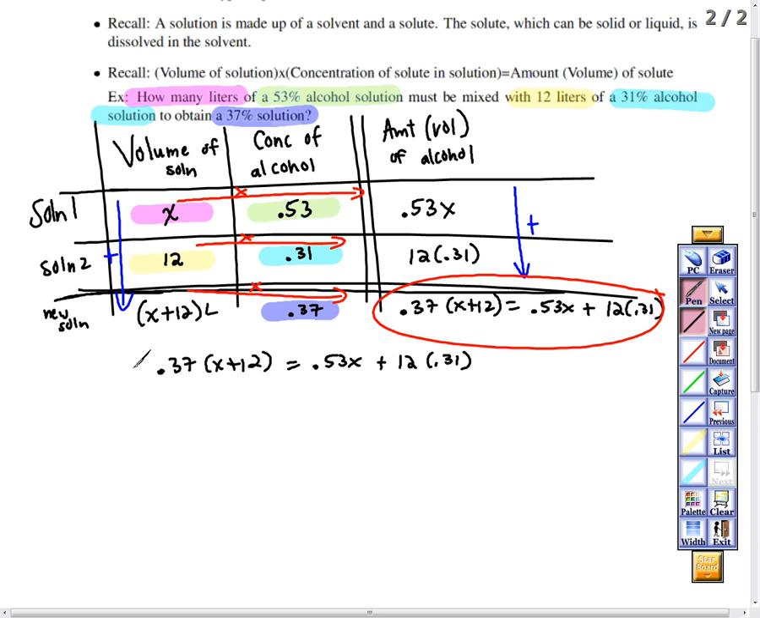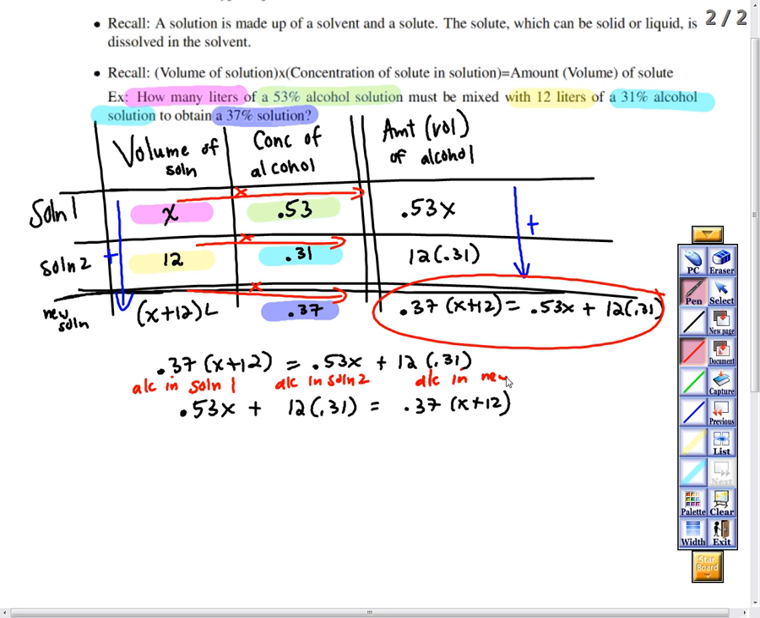I'm going to show you how you could have done it without the chart. Let me just flip the sides for a second. If I write this as 0.53x plus 12 times 0.31 equals 0.37 times x plus 12, let me label a few things. This is the amount of alcohol in solution 1, right? This is alcohol in solution 2, and this is alcohol in the new solution.